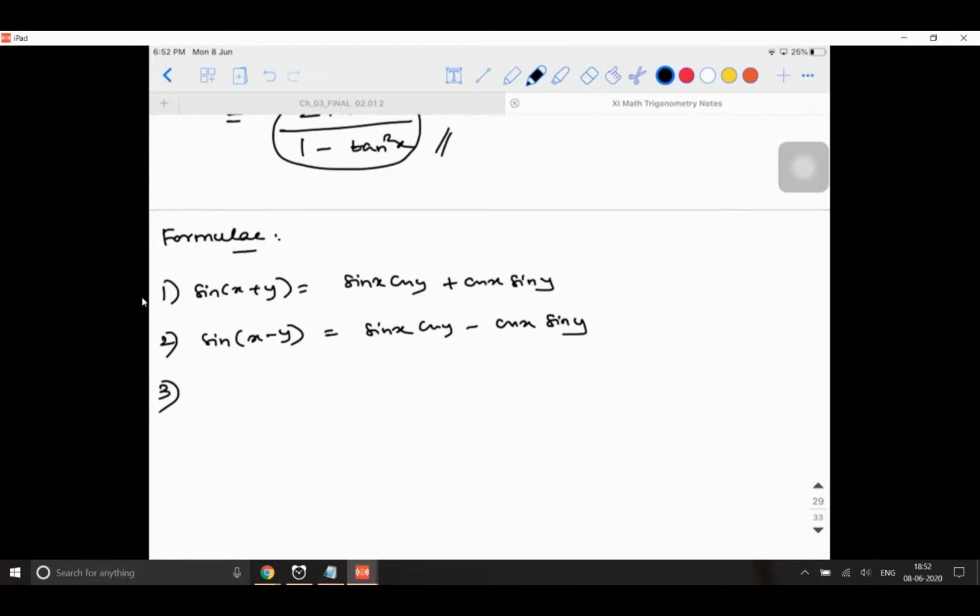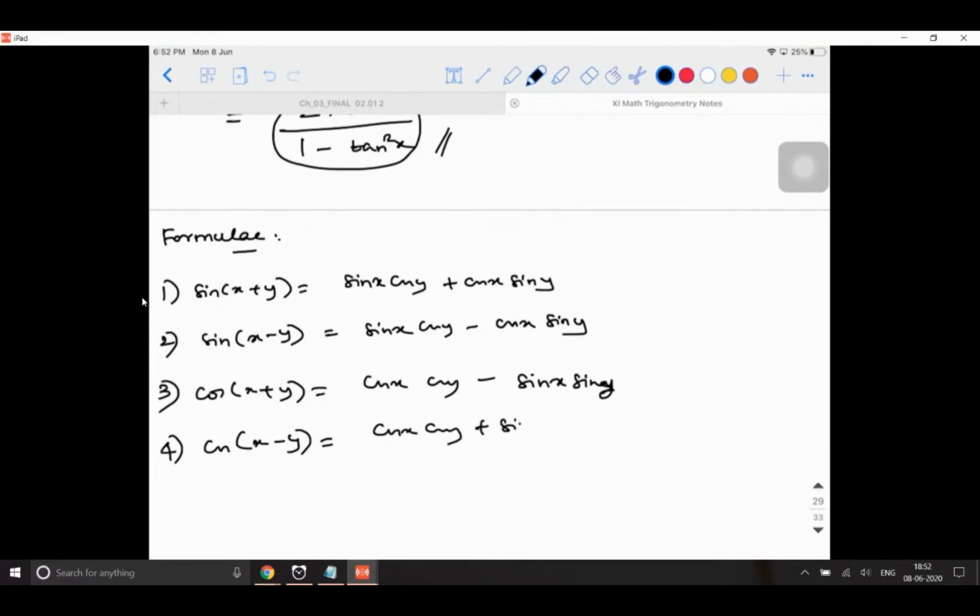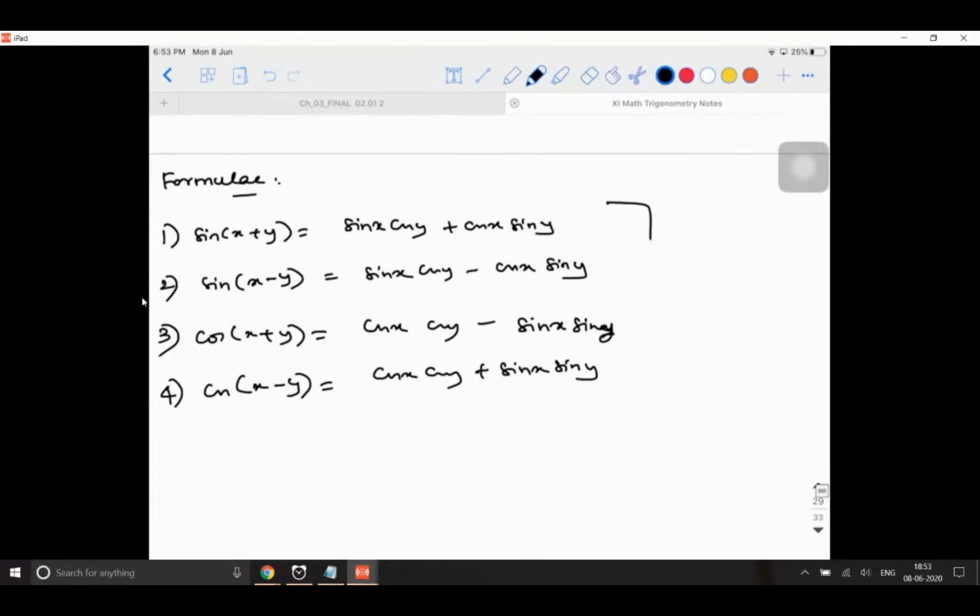Similarly, I have cos of x plus y, that is cos x cos y minus sin x sin y. So remember, when cos is having a plus in between x and y, there will be a minus on the right hand side. Similarly, when it is having a minus, it has a plus on the right hand side. These are the four basic formulae. These are the very, very important ones.